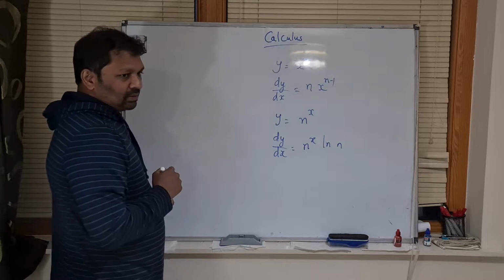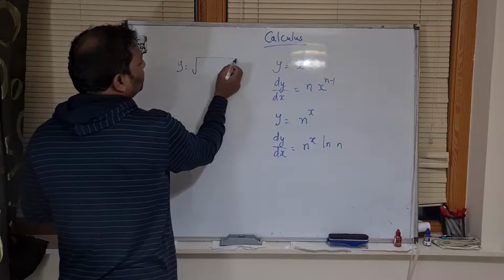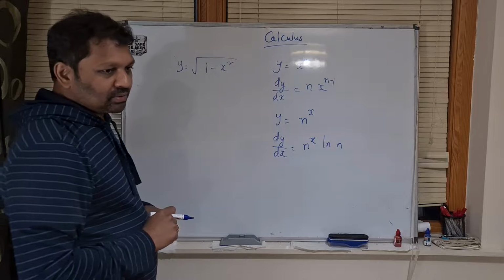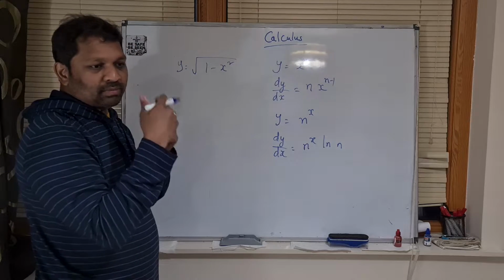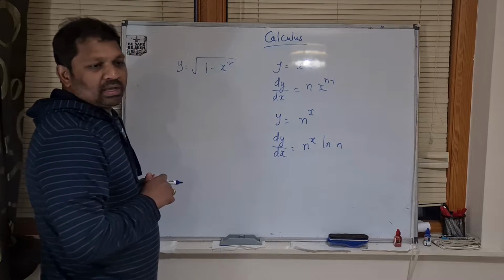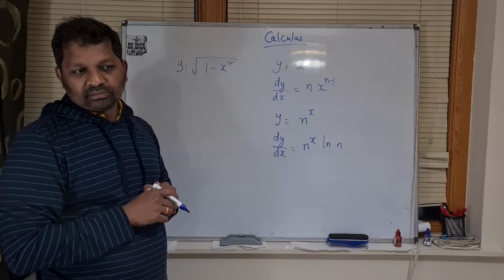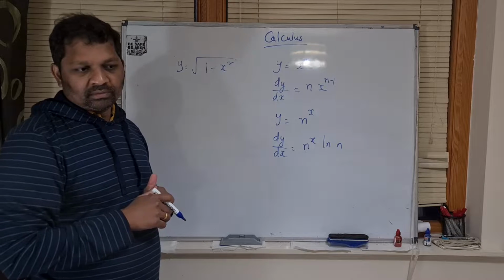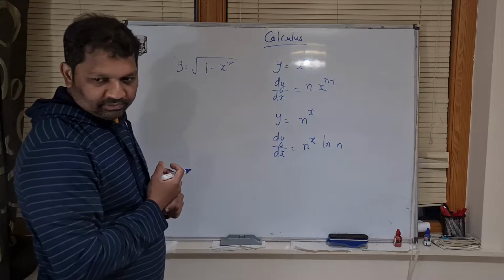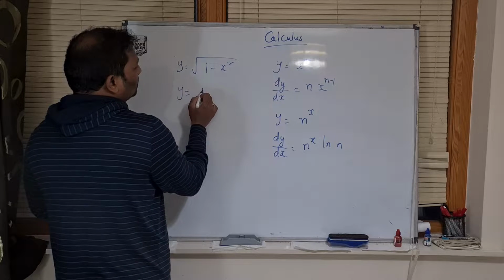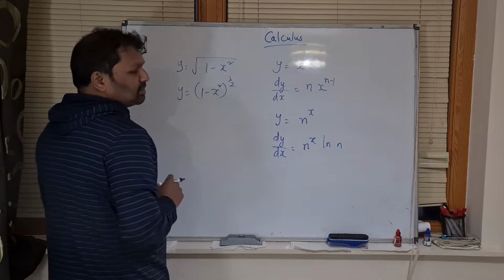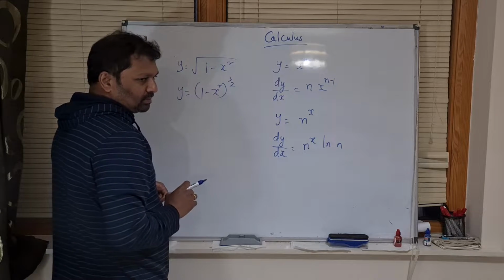And you also know the chain rule. For example, if y is equal to the square root of 1 minus x square, if you have to differentiate it, the very first thing you have to do is put it in the exponent form, the powers and exponent form. How can you write this one? y is equal to 1 minus x square whole to the power of 1 by 2. Now this is in the exponent form. This is the base and this is the power.